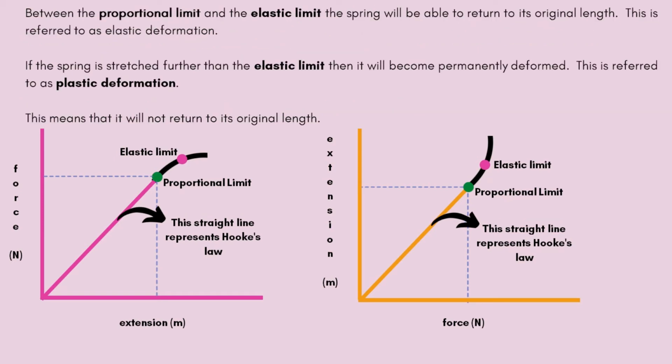Between the proportional limit and the elastic limit, the spring will be able to return to its original length. This is referred to as elastic deformation. If the spring is stretched further than the elastic limit, then it will become permanently deformed. There is no going back. This is referred to as plastic deformation. This means that it will not return to its original length ever again.